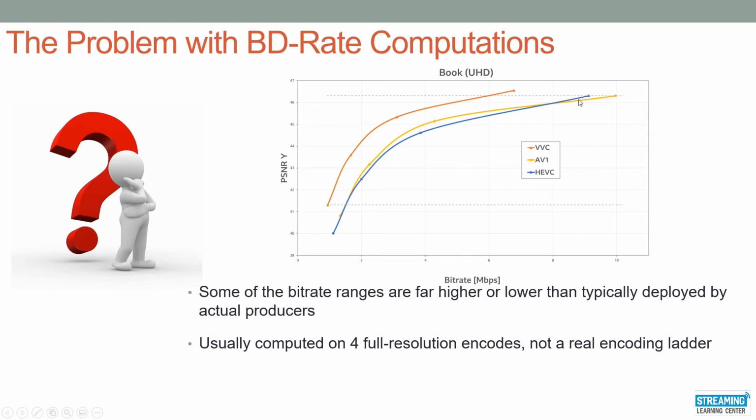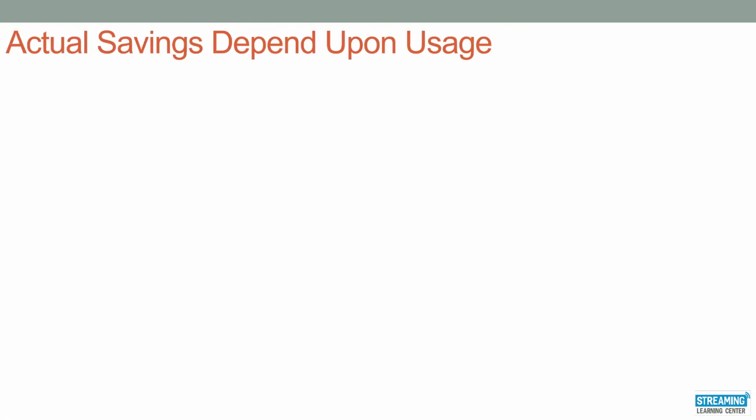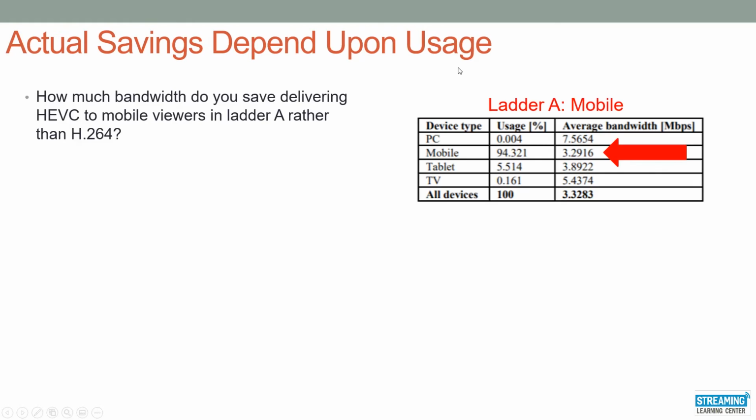So to produce this, the researcher encoded 4 times, all at the original resolution of the video. And you never distribute your video that way. You always use lower resolutions and perhaps even lower frame rates in lower rungs of the encoding ladder. But the biggest problem with BD-Rate computations is that they measure savings without considering the frequency at which each rung actually plays. And the actual savings you'll achieve depends upon usage of each rung in the encoding ladders.